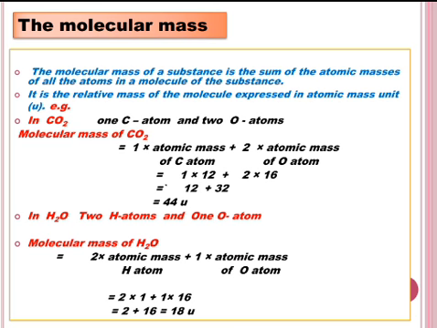Now just add the atomic mass of hydrogen and atomic mass of oxygen atoms present in this water molecule. It comes out to be 2 plus 16 is equal to 18 unified mass. In this way you will get the molecular mass of H2O, that is 18 unified mass or 18U.